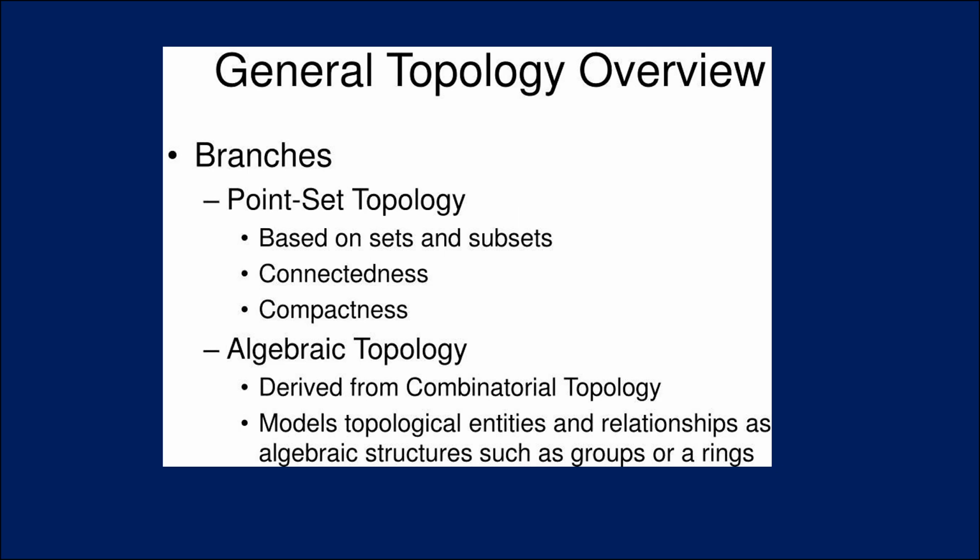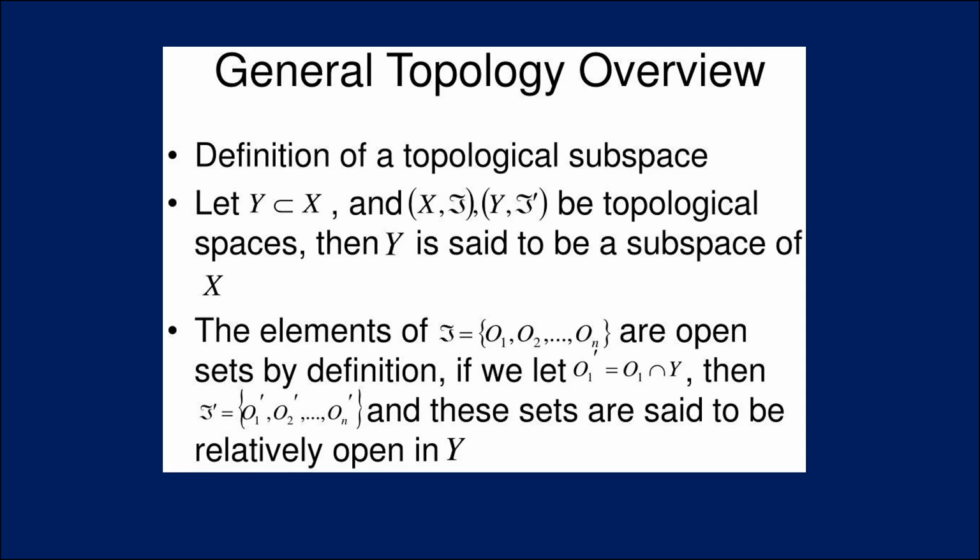Some of the branches are point set topology and algebraic topology. In point set topology, there exist only the basics of sets and subsets, which are deeply concerned with connectedness and compactness. In algebraic topology, which is derived from combinatorial topology, models, topological entities and relationships are algebraic, such that groups or rings are explained.